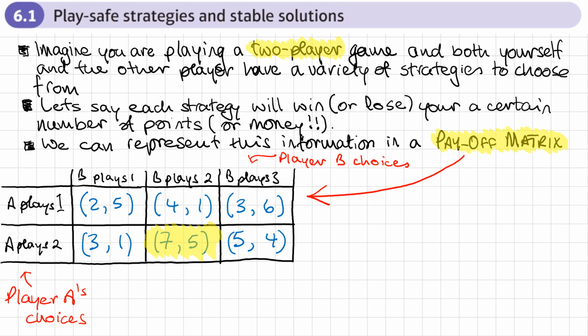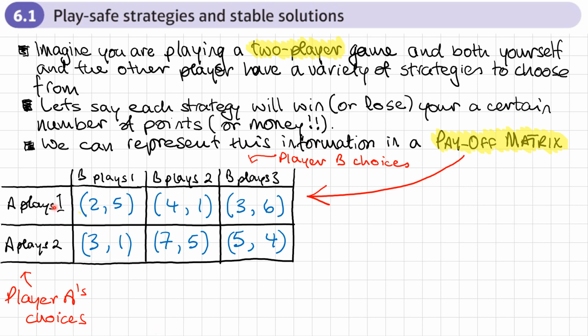Let's have a look at another cell instead in this matrix. So let's say we looked at the very first cell here. In this case, A plays 1, B plays 1, so A would win 2, so that's less than if they played 2 and B played 2, and B would win 5. We'll look at one more, and we'll have a look at this very last cell here. So this is where A plays 2, B plays 3, A would win 5, B would win 4.